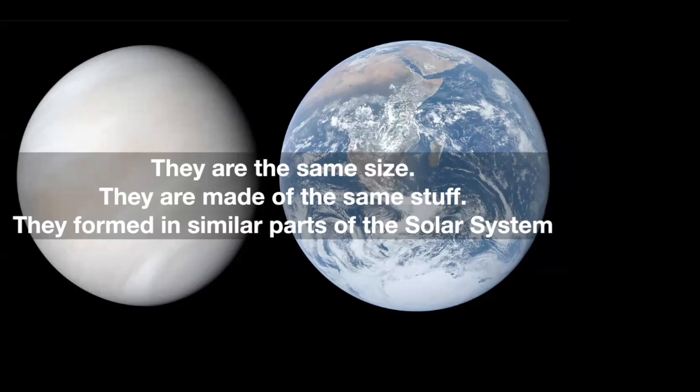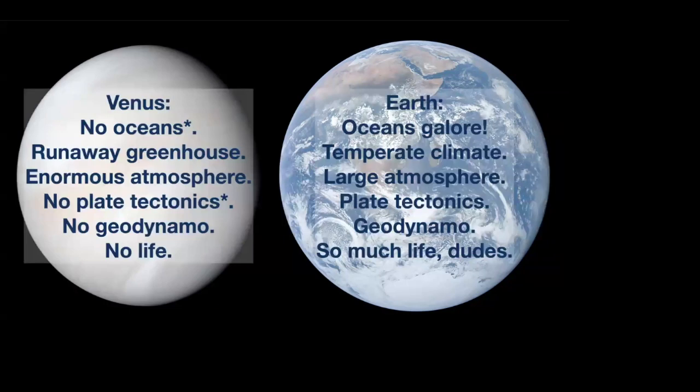They're obviously not, though. Venus has no oceans. It's got this runaway greenhouse effect. It's got this enormous atmosphere, something like 92 atmospheres at the surface. It's got no plate tectonics. It's got no internal magnetic field, and it's got no signs of life as far as anyone can tell. Earth is the opposite in basically every single respect.